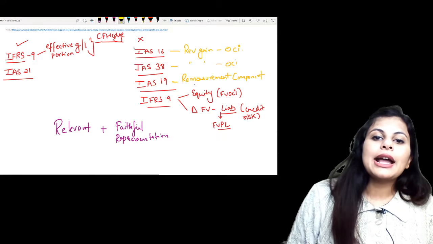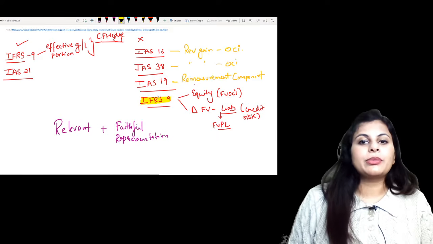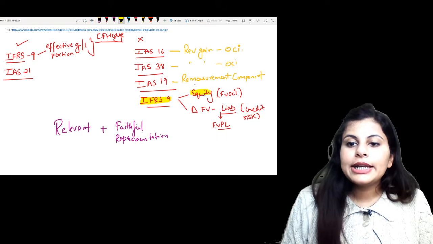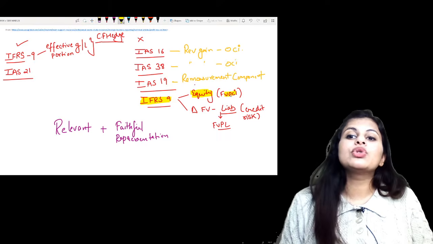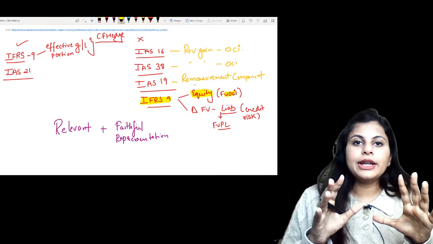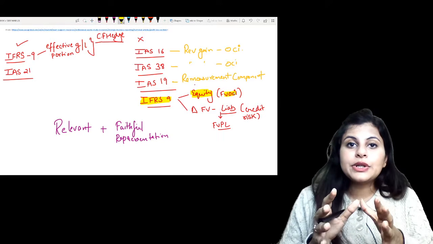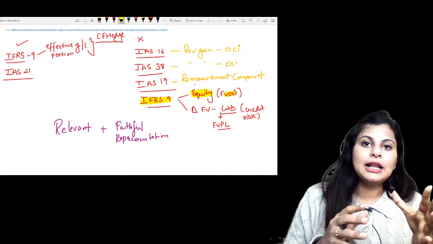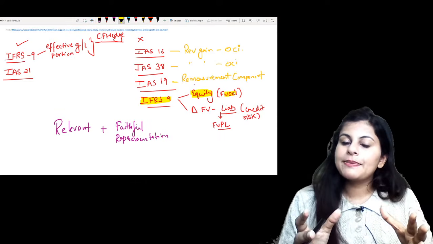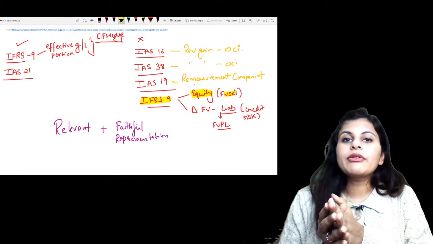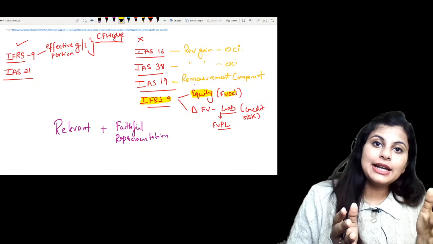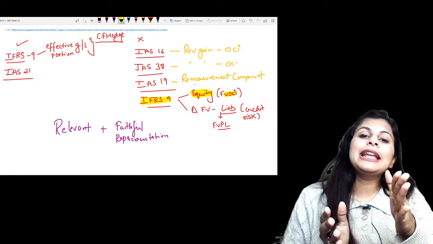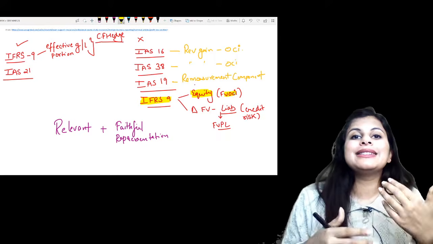Then your IFRS 9 financial instruments, the equity instruments, your financial assets which are kept under fair value through OCI. Your equity instruments can be kept under two subsequent methods. One is fair value through P&L, another is fair value through OCI. When do we keep it under fair value through OCI? When it is not held for trading and we made an irrevocable choice upon designation.